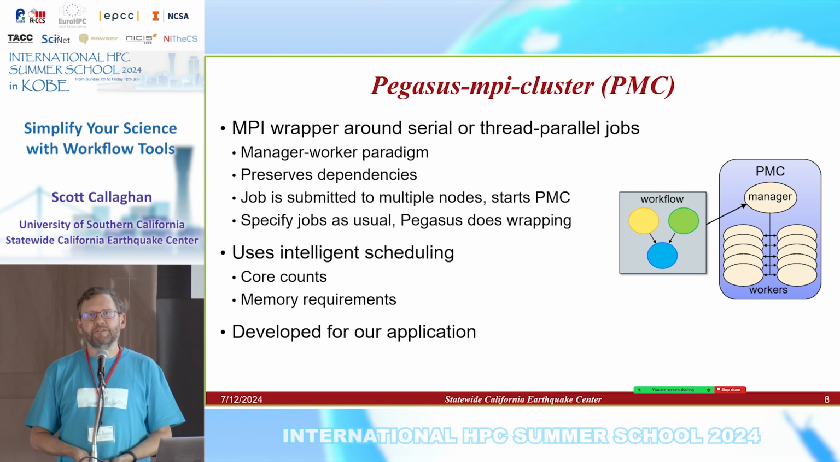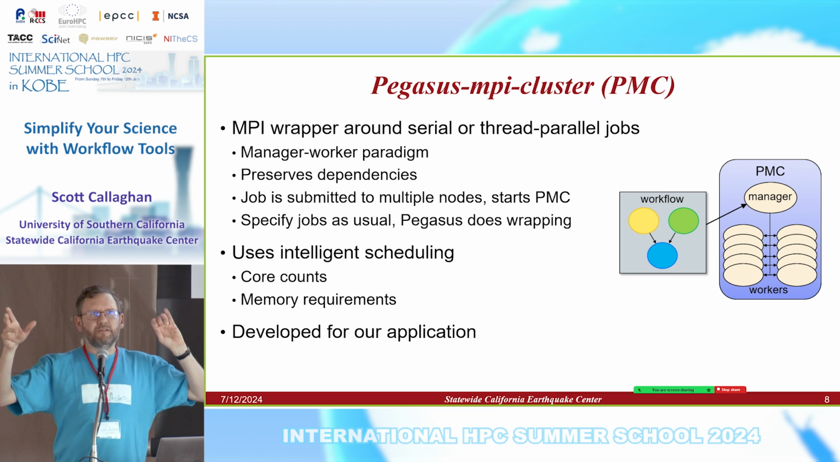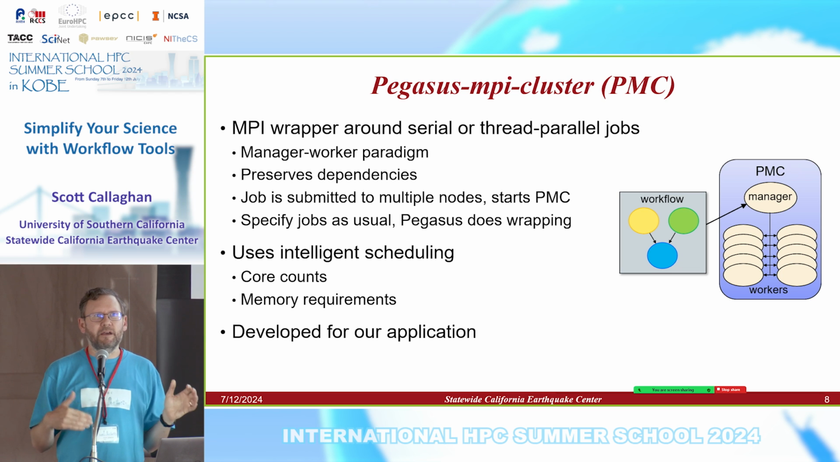They also let you do things like, if you know in advance, tell it how much memory you think each task is going to need. This is something that we've used because our tasks use quite a bit of memory. And so by telling it, then PMC kind of intelligently schedules the tasks so that you don't exceed the amount of available memory per node.